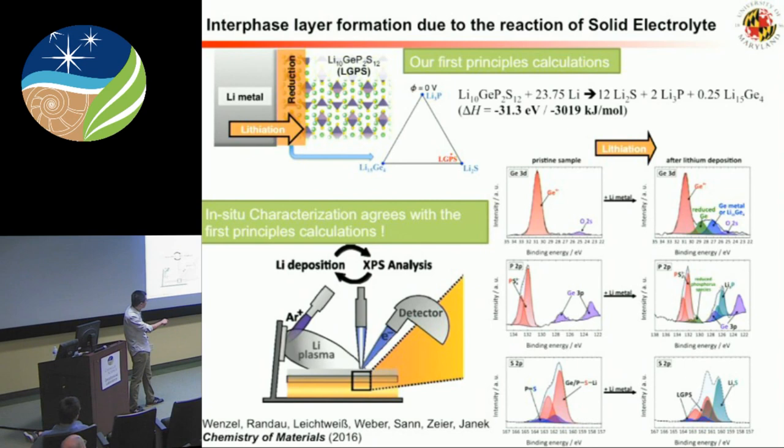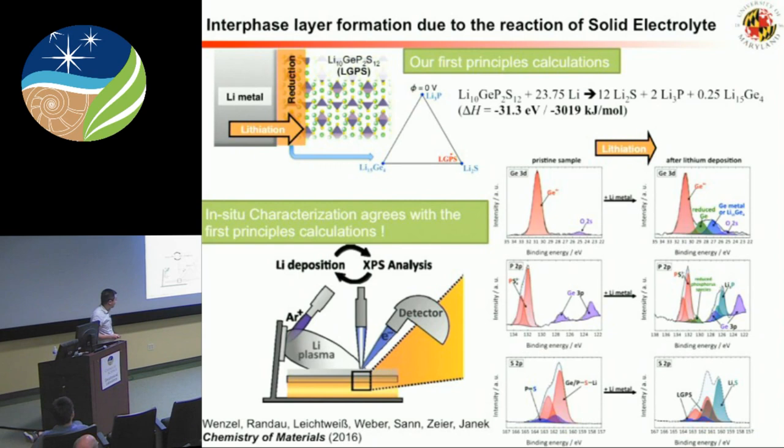So you can see that this is a germanium peak. After lithiation, the emergence of a new peak is reduced lithium, lithium germanium metal and lithium germanium alloy. And this is the phosphate peak. You can see after lithiation, a peak of lithium phosphide appears.